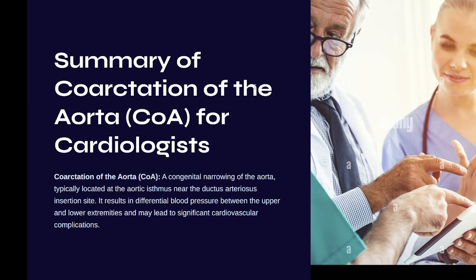Summary of coarctation of the aorta, COA, for cardiologists. Overview: coarctation of the aorta, COA, a congenital narrowing of the aorta typically located at the aortic isthmus near the ductus arteriosus insertion site. It results in differential blood pressure between the upper and lower extremities and may lead to significant cardiovascular complications.